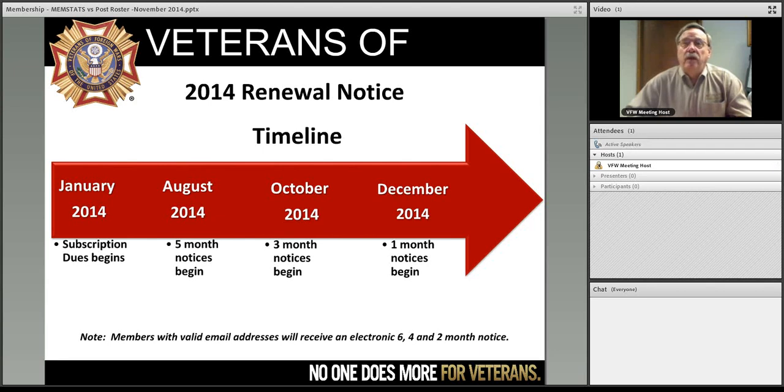These are the vast majority of members that will expire on 12/31/2014. Now, what this is showing you is, first one, subscription dues began on January 14th. Everyone last year that paid after January 14th has what we call a subscription dues date. In other words, their due date will not be 12/31. Their due date will be the day 12 months later that they paid us dues on. If they paid us on January 31st, their expiration date is January 31st, 2015.